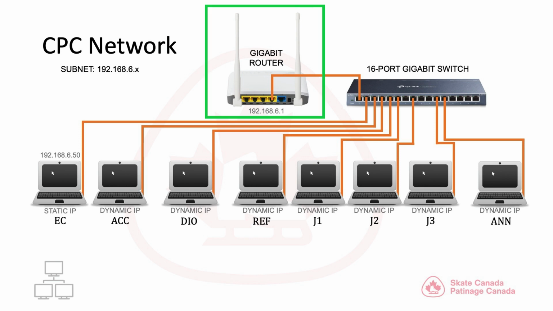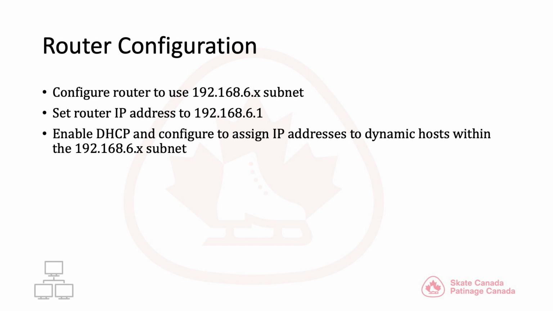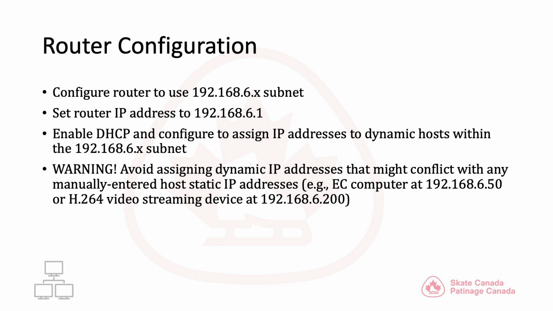The final step in our network configuration is to configure our router. We need to configure the router to use the subnet 192.168.6, also ensuring that the router itself has an IP address of 192.168.6.1. And finally, we need to enable the DHCP server that's running on our router and configure it to assign addresses to our dynamic hosts that belong to the 192.168.6 subnet. Now, here's where a little bit of planning goes a long way to avoid future problems.